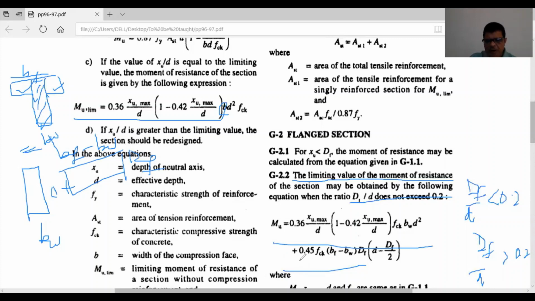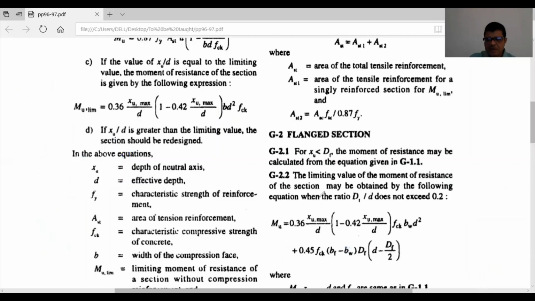Now it is given 0.45 fck is the stress in concrete, bf minus bw is your width, Df is the depth. So stress into area is the force, and force into lever arm is the moment. The CG will be here, Df by 2 from the top, and the CG of the reinforcement is d from the top. So the difference is d minus Df by 2. This is the formula derived for this case.